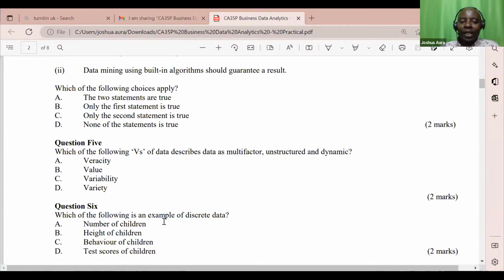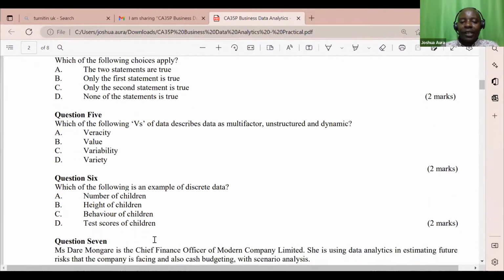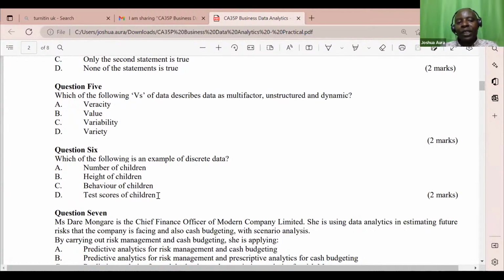Height of kids, for example, one is 5'7", another one is 5'6", right? This is continuous. Behavior of children is not even countable. It's not even measurable. Behavior of children is more qualitative. So this one is out. The test score was quite confusing, but even a test score, somebody can get 3.5, somebody can get 40.5. So basically, for discrete data, the best example was number of children. So somebody who has done some research must have gotten this question nicely.